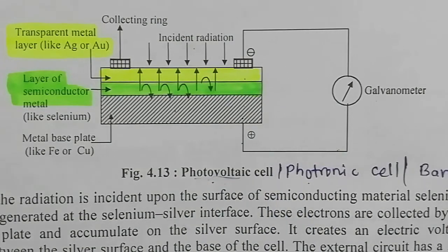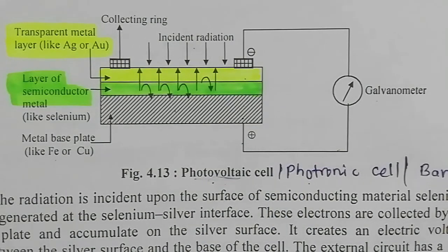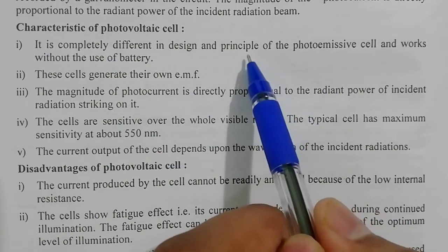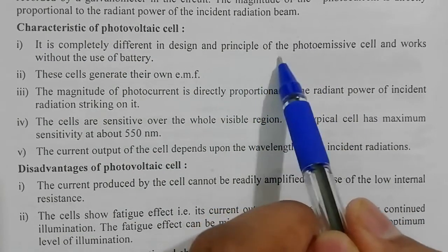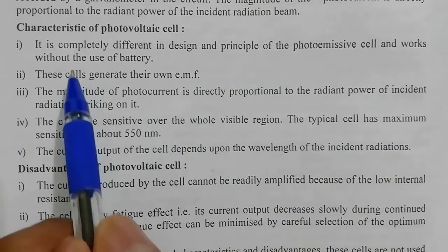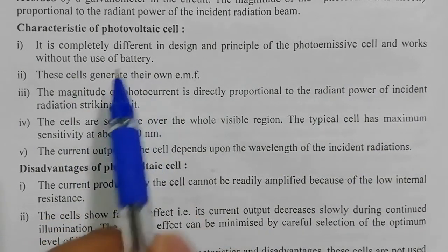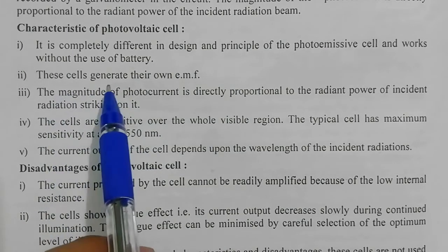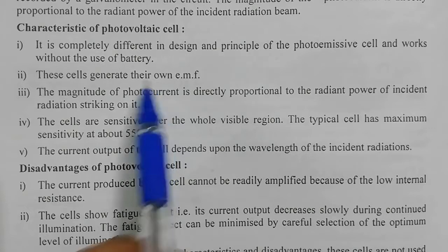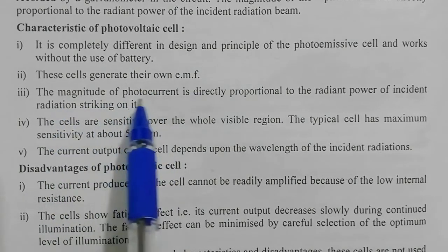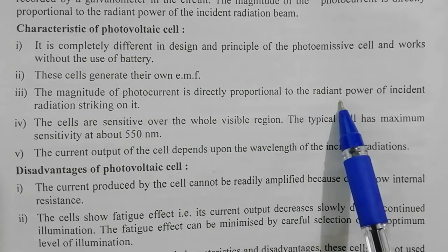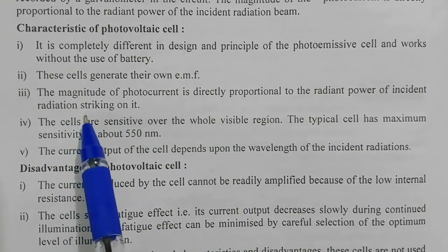Now what are the characteristics of the photovoltaic cell that we will discuss? First characteristic: it is based on the photoelectric effect, or on the principle of the photoemissive cell, and it works without the use of a battery. Second, the photovoltaic cell generates its own EMF. Third, the magnitude of photocurrent is directly proportional to the radiant power of incident light striking it.